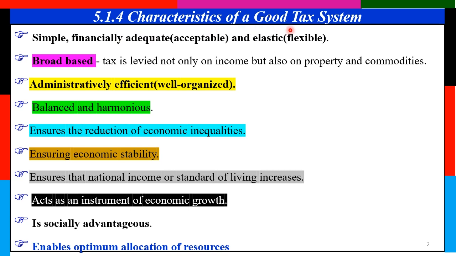Characteristics of a good tax system. Amaloota gibira gaarii yookaan immoo good tax system jennu keessaa the first one is simple, financially adequate, or that means acceptable, and elastic or flexible.